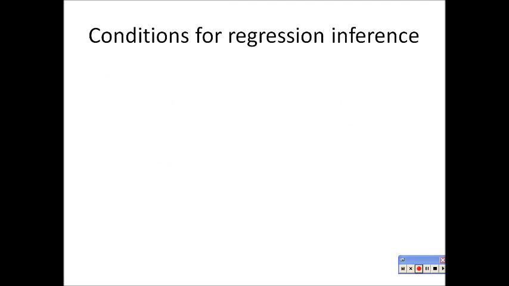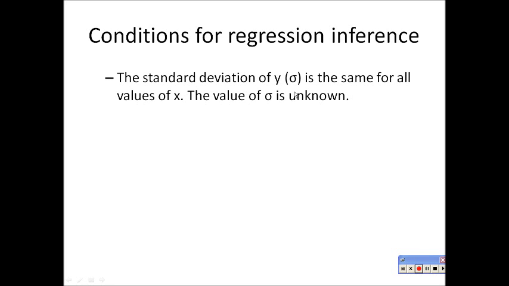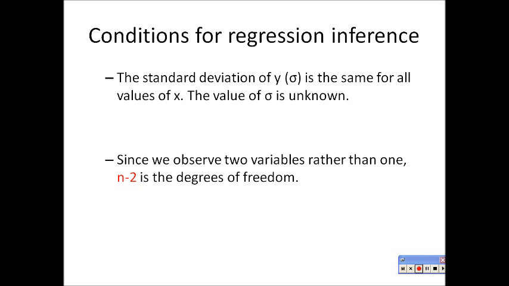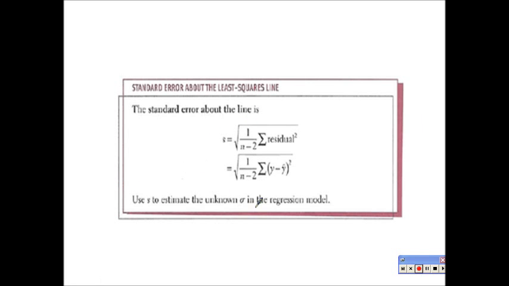Conditions for regression inference. There are a few things we need to keep in mind when we're doing regression inference. First of all, the standard deviation of y is the same for all values of x, and the value of sigma is unknown. Standard deviation describes the variability of the response y about the true regression line. Because sigma is the standard deviation of responses about the true regression line, we estimate it by a sample standard deviation of the residuals. Since we also observe two variables rather than one, n minus 2 is the degrees of freedom. The standard error about the line is this.